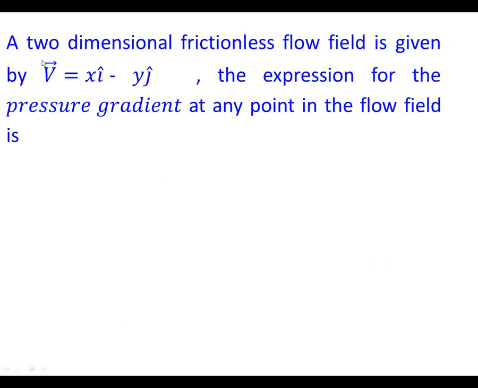Yeah, the first GATE question is: a two-dimensional frictionless flow field is given by the velocity vector x i vector minus y j vector. The expression for the pressure gradient at any point in the flow field is what? That is the question asked here. The velocity vector is given by the i vector quantity u, then the j vector quantity small v, that is the velocity in the y direction, and u the velocity in the x direction.